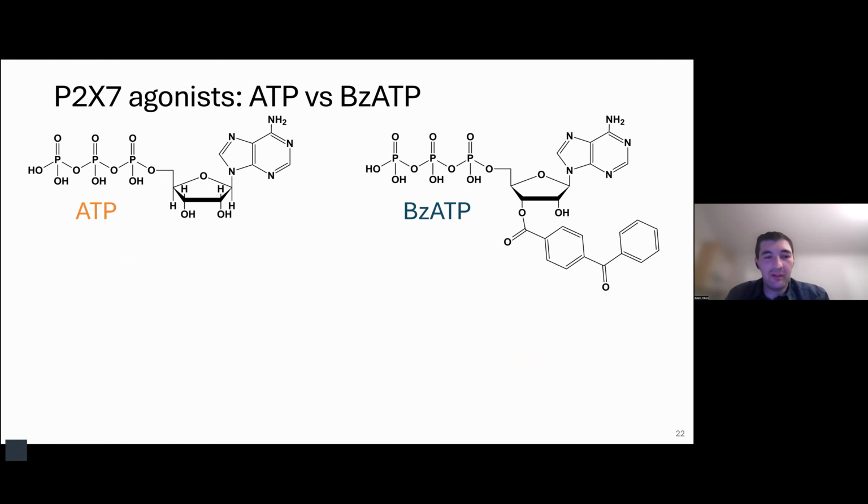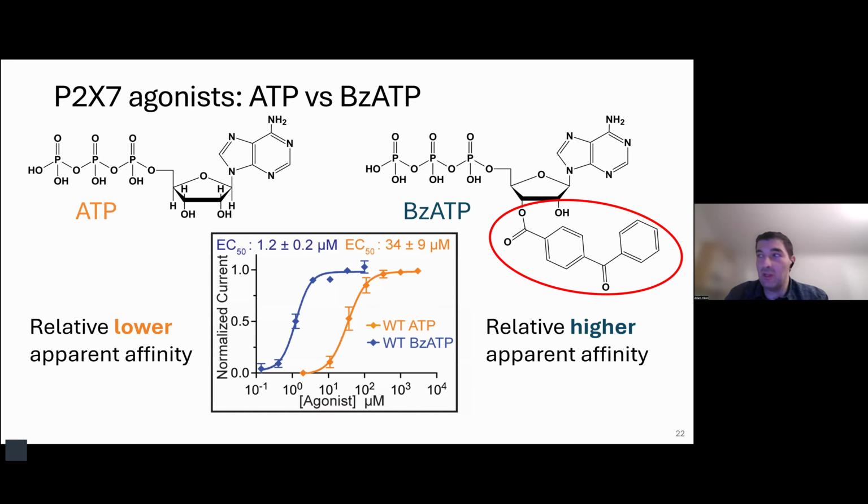So today we'll focus on the differences between the endogenous agonist ATP and the known synthetic agonist BZ-ATP. The only difference between ATP and BZ-ATP is the addition of a carboxybenzophenone group to the ribose of BZ-ATP. Using TEVC experiments, we determined the apparent affinities for both ATP and BZ-ATP to P2X7. And we see that the apparent affinity of BZ-ATP is about 30 times stronger than that of ATP. And the molecular explanations for this are not yet known.